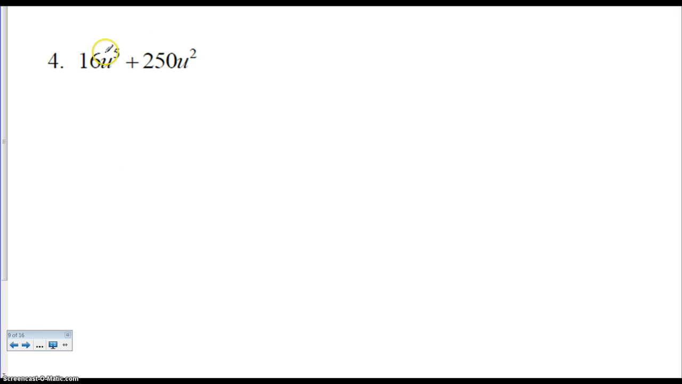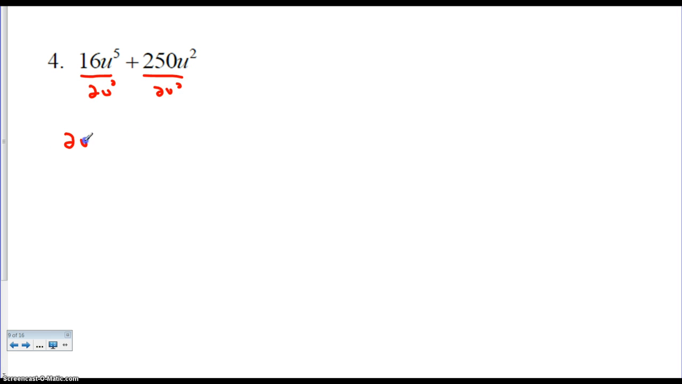Now I look at this. This does not look like a cube because it's taken to the fifth power. And this is taken to the second power. So I want to look at this and ask myself, what goes into all of this? What goes into all of my terms? Well, I know these are all divisible by 2 because they're even numbers. And u squared is in all of them. So I'm going to factor out a u squared from all of them.